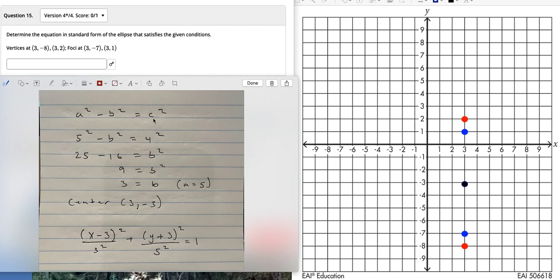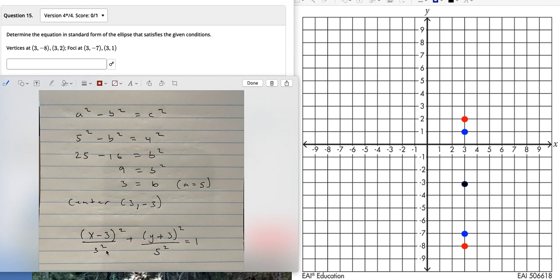And so here's our relationship between A, B, and C. So I got my A, my center to my vertex right there is 5. My C is my center to my focus. That's 4. And what I'm finding is B, in other words, what would be this semi-minor axis. And so then I plugged in the numbers and solved down and got B equals 3. And so then I knew that A is 5 and B is 3.